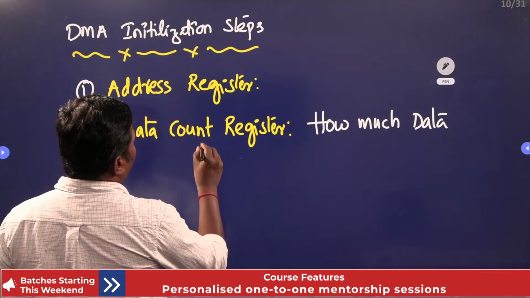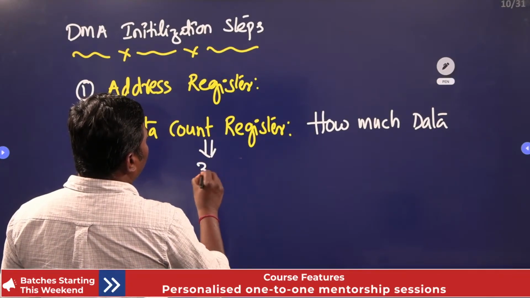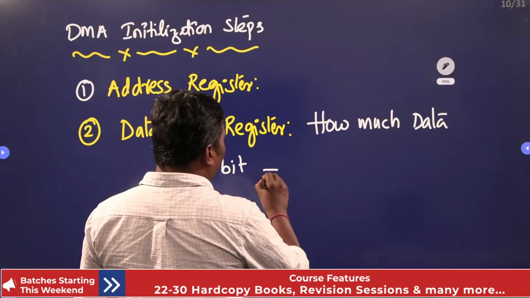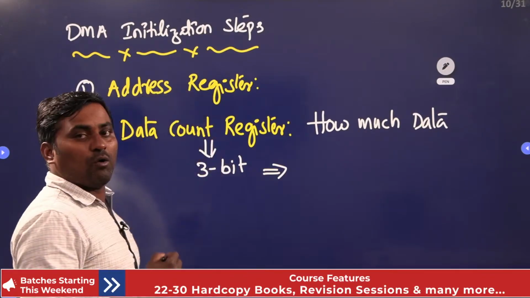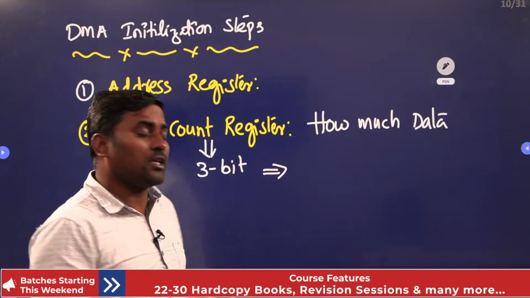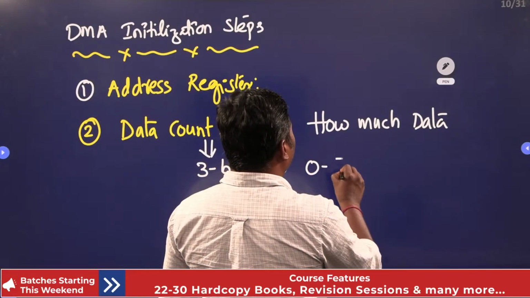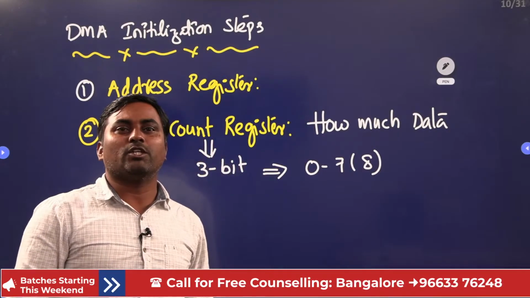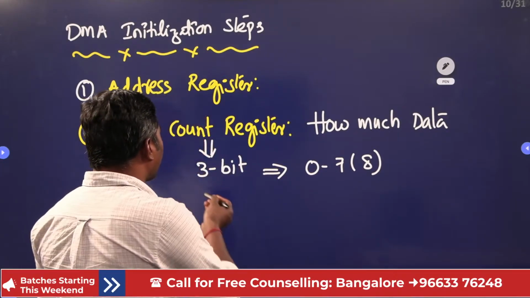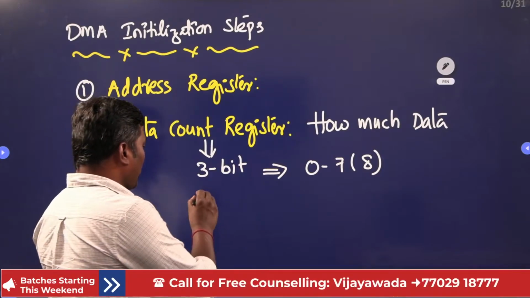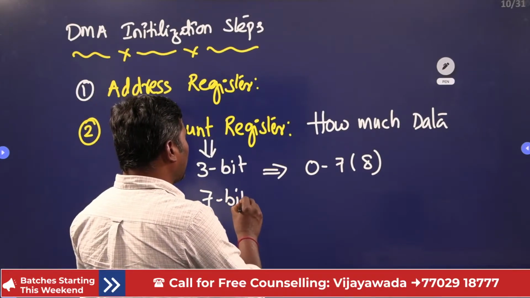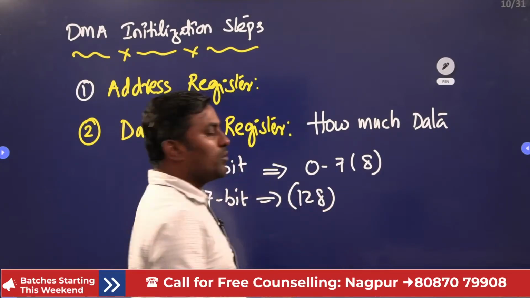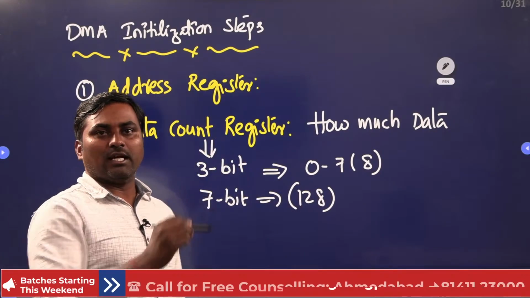For example, suppose the data count register is initialized to 3 bits. With a 3-bit combination, how much data can you count? 0 to 7, which is nothing but 8 words to be transferred. Suppose it is initialized to 7 bits. How much data needs to be transferred then? 0 to 127, that is 128 words. So it is based on the data count register.